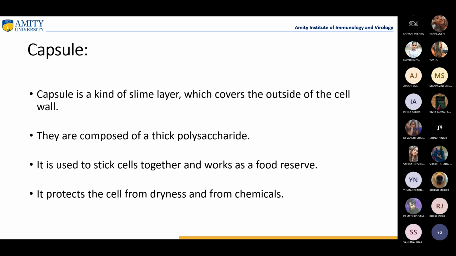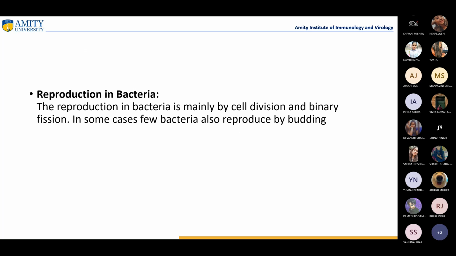Then the capsule is a slime layer which covers the outside of the cell wall, and it is composed of polysaccharide. It is used to stick cells together and works as a food reserve. It protects the cell from drying and from other chemicals, right? Reproduction is by cell division, binary fission, and sometimes they also reproduce by budding, right?